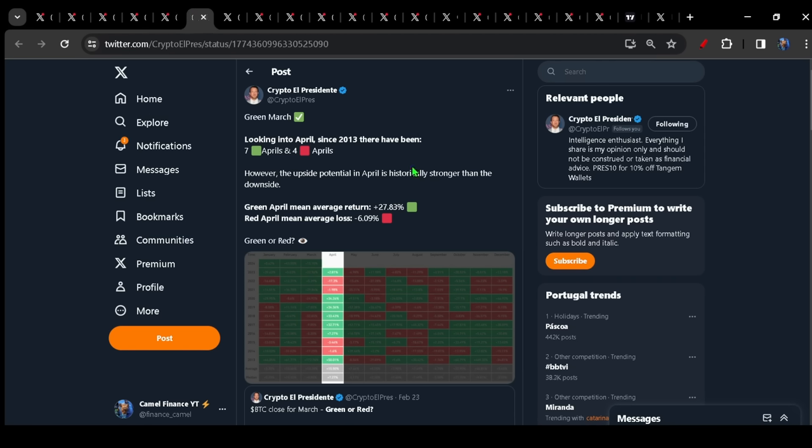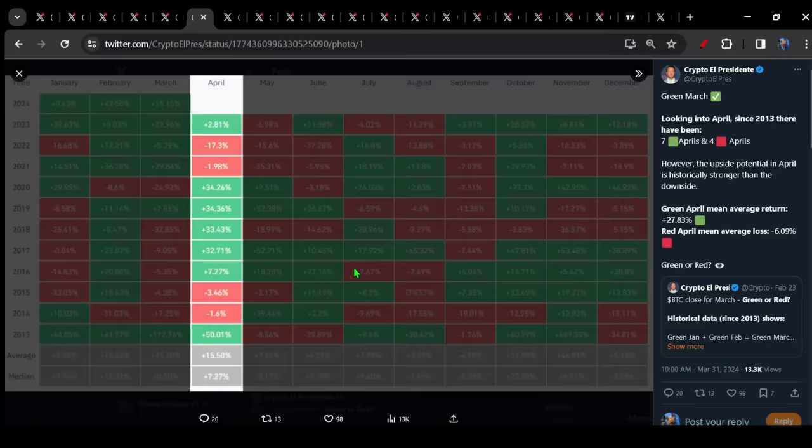And fitting in with this theme of seasonality, from Crypto El Prez here, green in March, looking into April, since 2013, there have been 7 green Aprils and just 4 red Aprils. However, the upside potential in April is historically stronger than the downside. The green April's average return was over 27% for 1 month, remember, just 1 month. And a red April gives us a loss of around 6%. So is it going to be green or red? You can see here, similarly to the stock market, the seasonality for Bitcoin tells us to keep an open mind about higher prices walking forward.